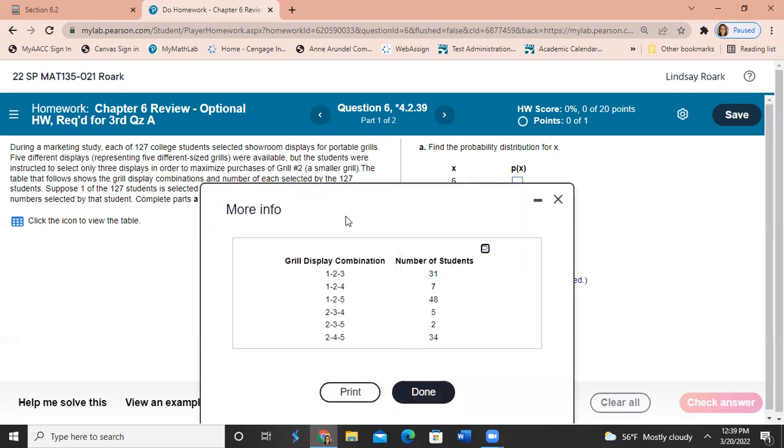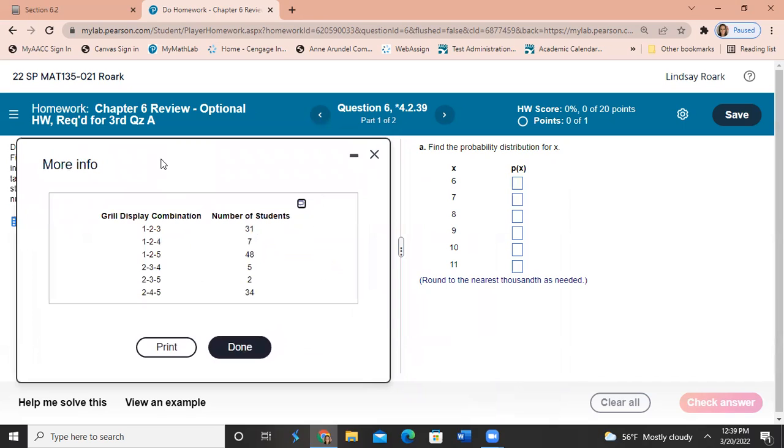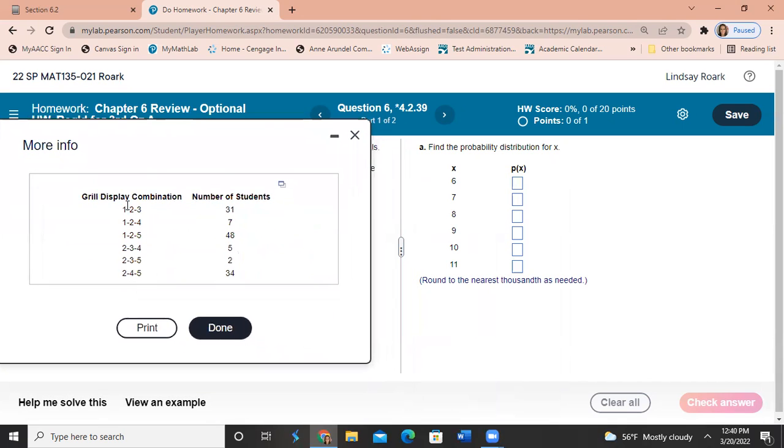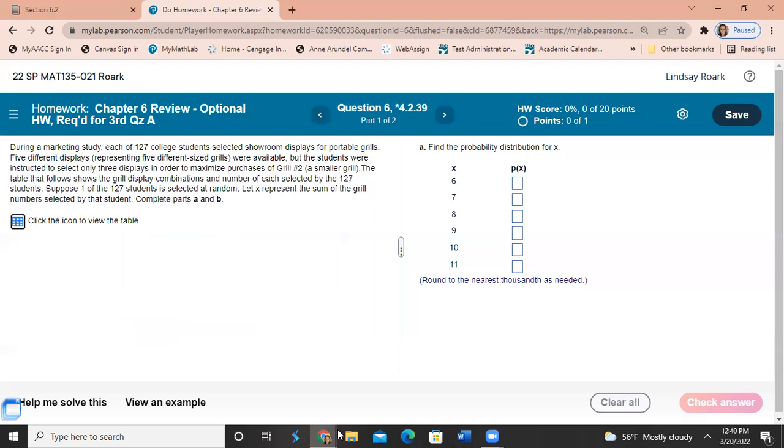Okay, so let's click this table. So this is saying the grill display combination 1, 2, 3 is 31 students. What they're saying here is X is the sum of the grill numbers. So this grill display 1, 2, 3 actually corresponds to X equals 6, because 1 plus 2 plus 3 equals 6. Okay, it's a very oddly worded problem anyways, so that doesn't really help anything.